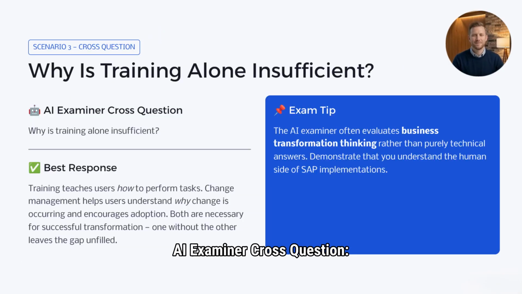AI examiner. Cross. Question. Why is training alone insufficient? Best candidate response. Training teaches users how to perform tasks. Change management helps users understand why change is occurring and encourages adoption. Both are necessary for successful transformation. Exam tip. The AI examiner often evaluates business transformation thinking rather than purely technical answers.